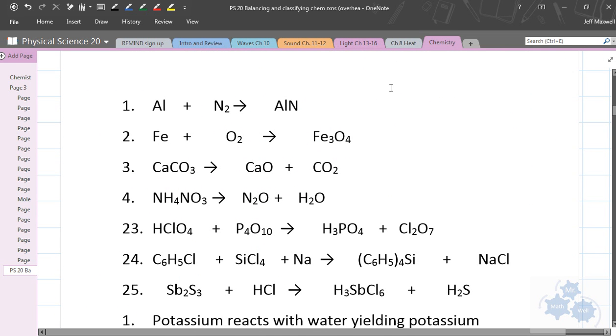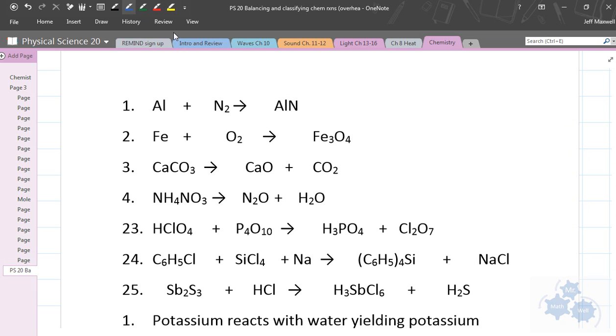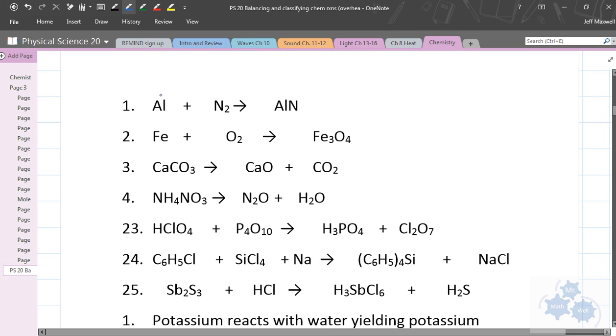So let's get some practice here. Let's just start with number 1. Don't copy them all out just yet, but let's start with number 1. And let's take a look at this one. What element is this? Aluminum. This is nitrogen, and this is aluminum nitride. Good. Aluminum nitride. All right. Okay. So, once you've got that kind of skeleton equation written down there, let's just take a quick check. Aluminum, okay, I have 1 over here and I have 1 over here. That's good.